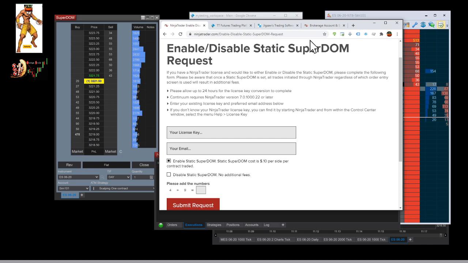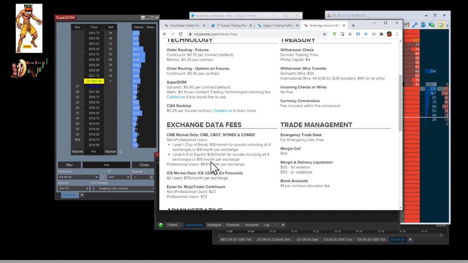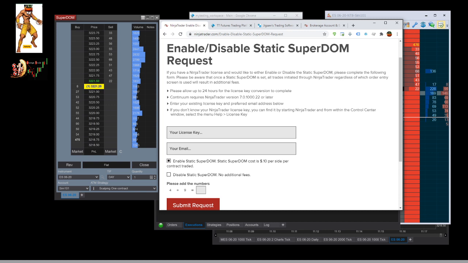So you will have to pay two things. Number one, you will need to pay an extra $10. Number two, you will need to activate the static Superdome, and for every single trade that you take, it will be $0.10. If you trade live, of course. If you are only on sim trade, you don't need to activate this, it will be free. But you will need to pay about 10 cents to TT. This is how you will get the Superdome.